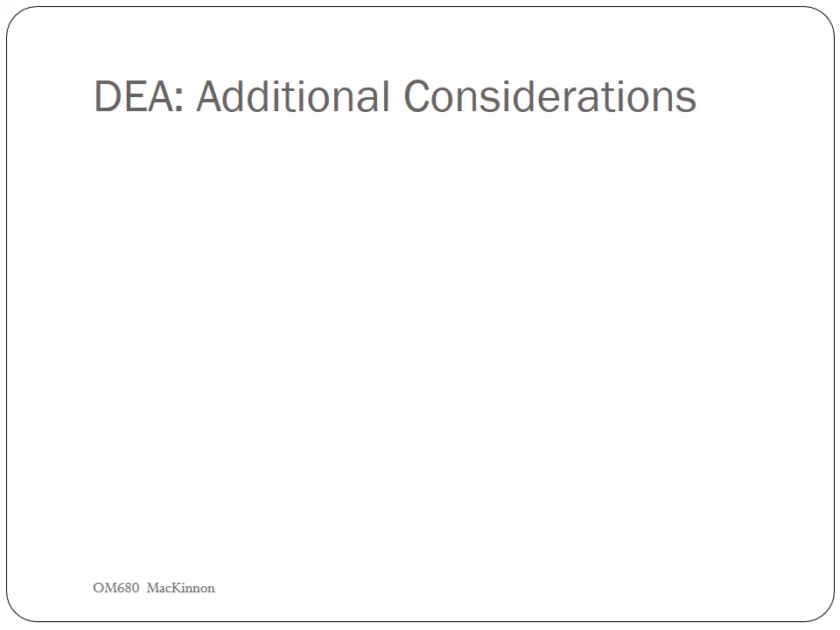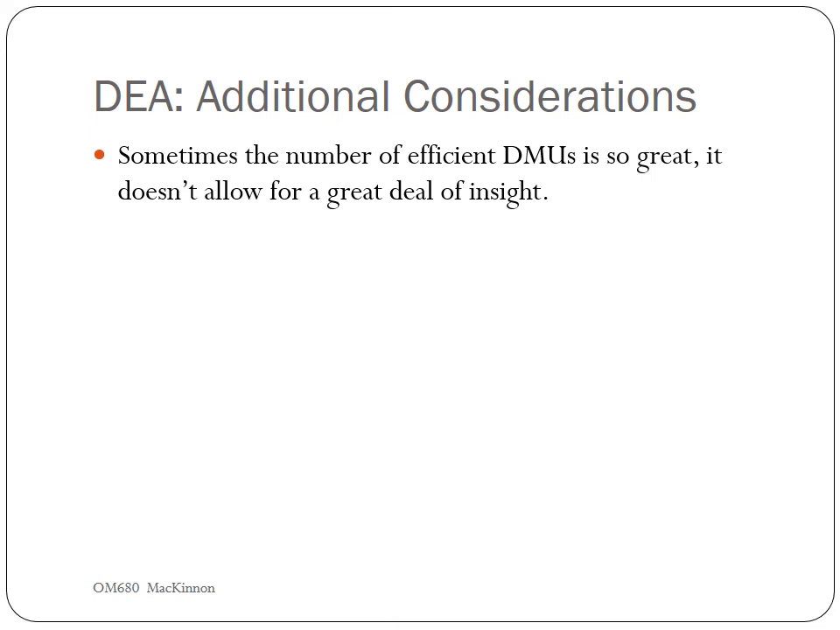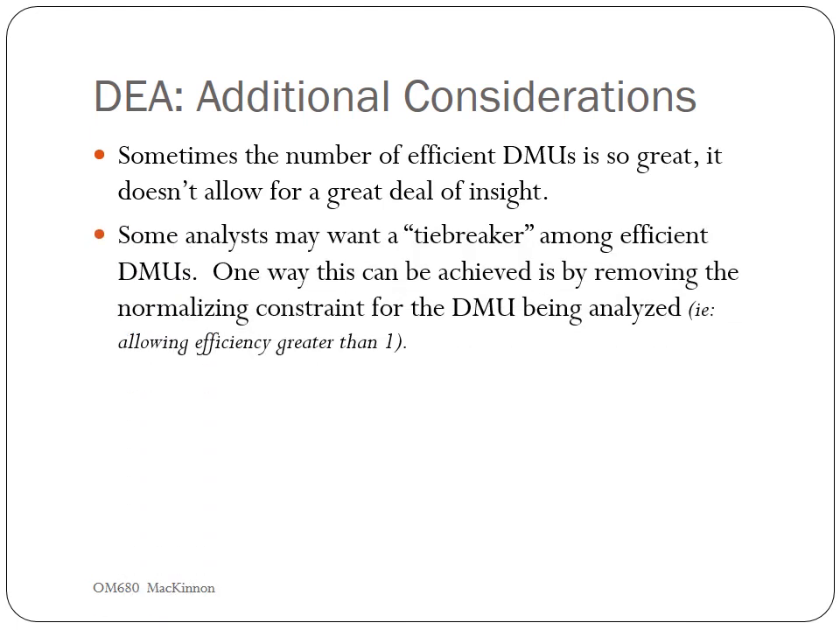Now, there are some additional considerations for DEA. Sometimes, and I mentioned this in the last slide, the number of efficient DMUs is so large that it doesn't really make for any meaningful analysis. In this case, some analysts may want to do a tiebreaker among the efficient DMUs. And one way of doing this is by removing the normalizing constraint for the DMU. In other words, allow efficiency greater than 1.